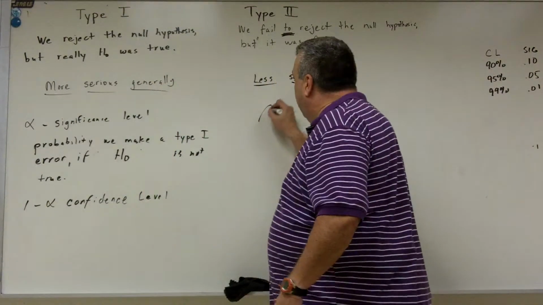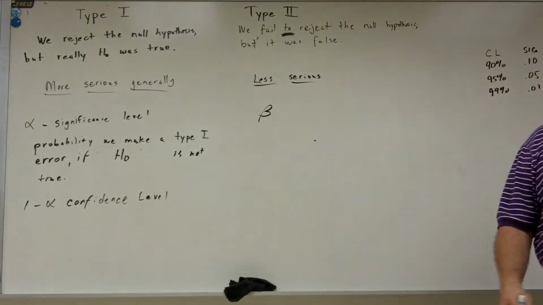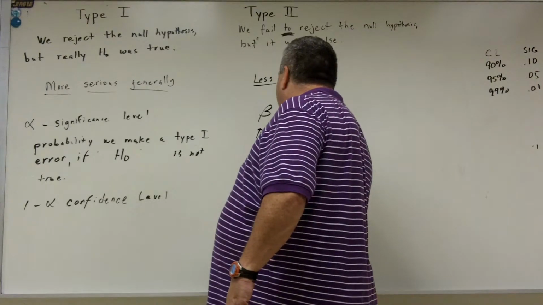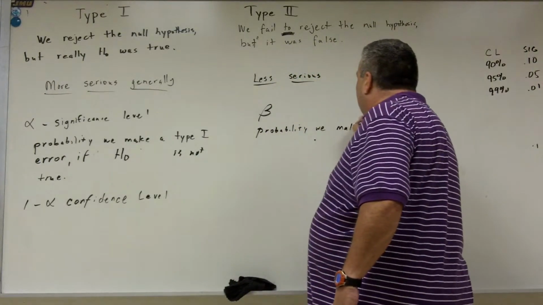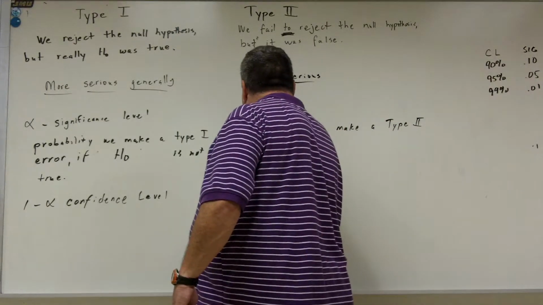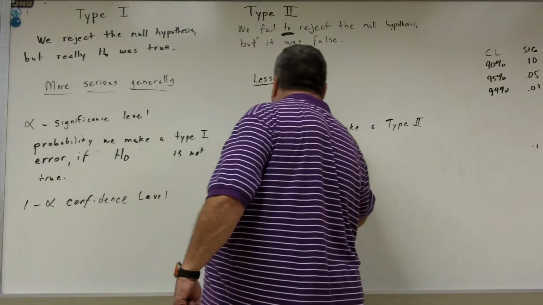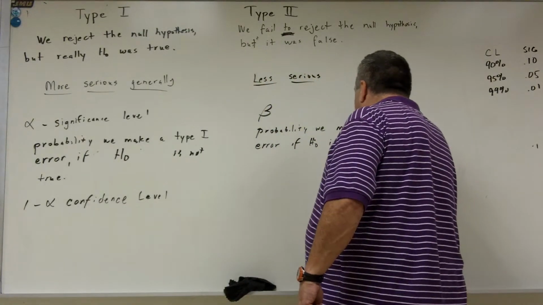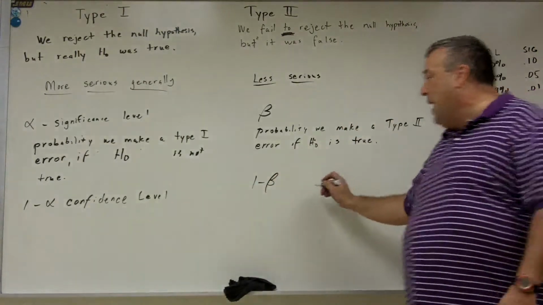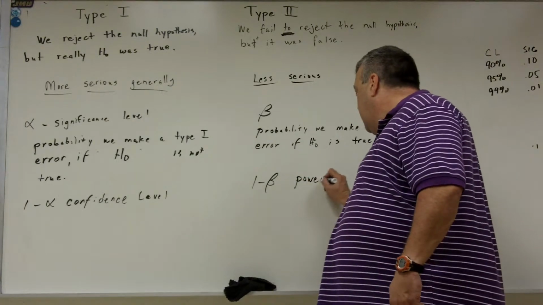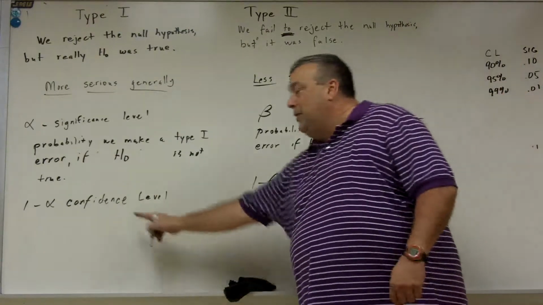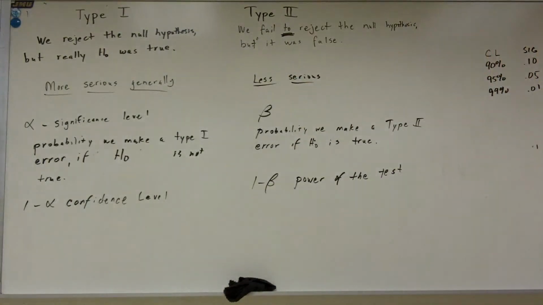It's got a buddy, beta. Beta doesn't really have a name like significance. It's just the probability we make a type 2 error, when the null hypothesis is not true. And 1 minus beta has a name. That's called the power of the test. So we either have confidence in our test, or we have power of the test.